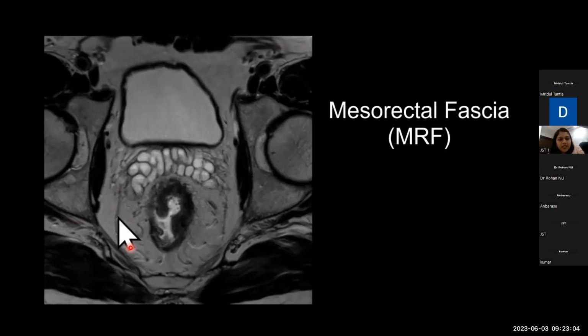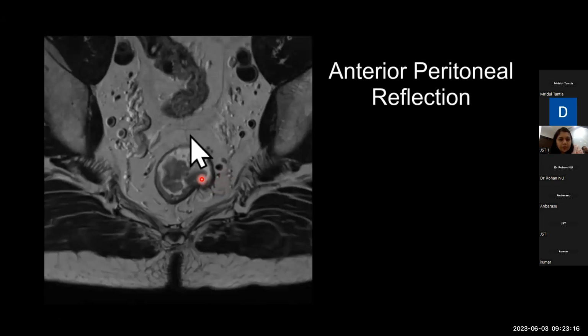In the lower rectum, it's completely surrounded by the mesorectal fascia, while as we go to the upper and mid rectum, it is anteriorly surrounded and covered by the anterior peritoneal reflection, as we're going to see here. So this is the upper section of the rectum. We are seeing the same axial images.